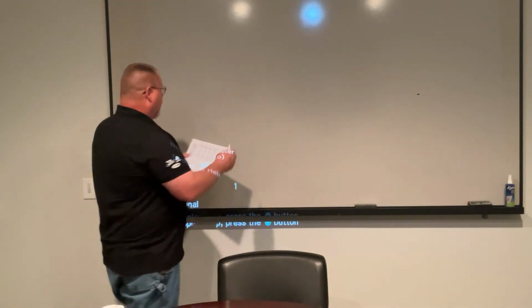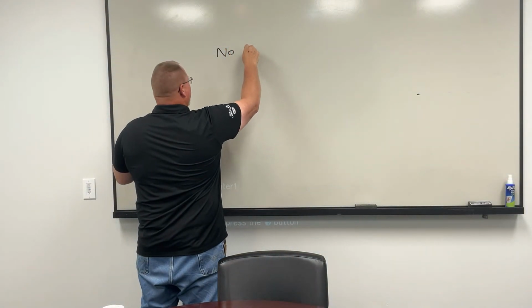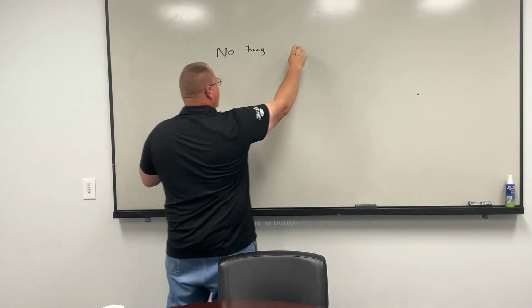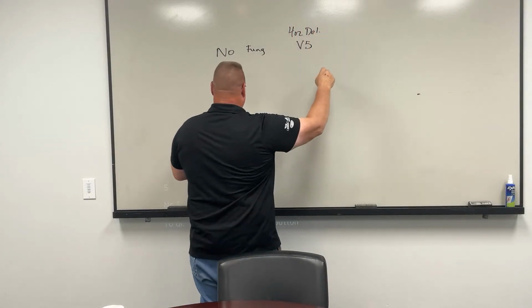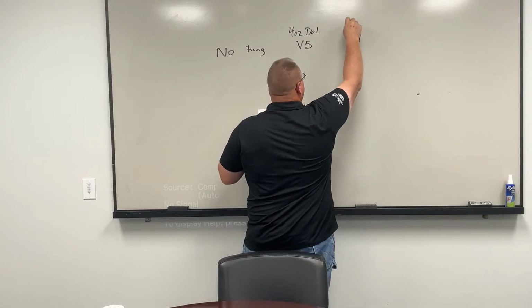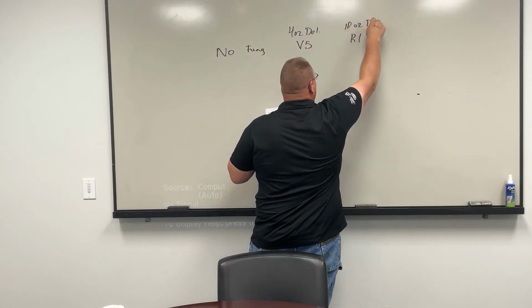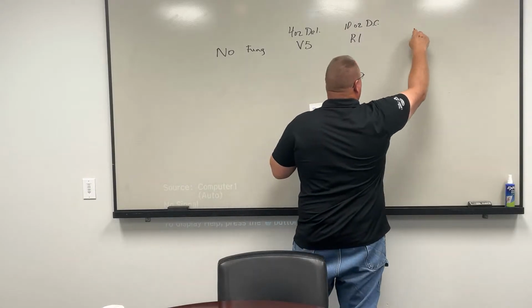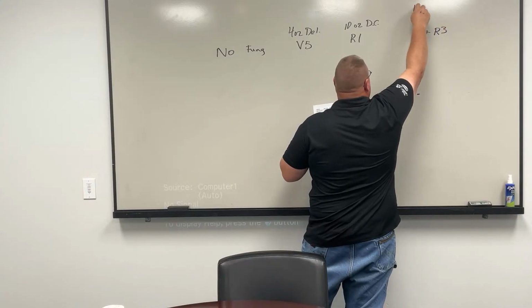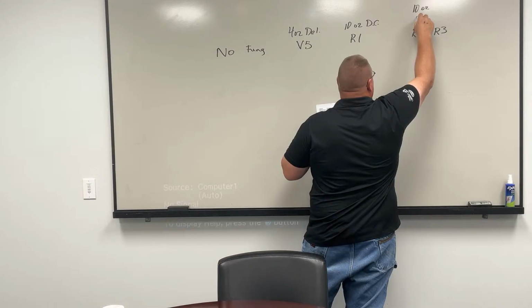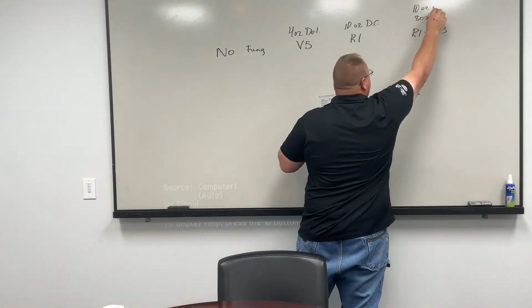Okay. So again, we're going to look at no fungicide. We're going to look at V5, and the V5 was 4 ounces of Delaro. We're going to look at R1, which was 10 ounces of Delaro Complete. And then we're going to look at R1 plus R3, which was obviously the same 10 ounces plus an additional 8. Both Delaro Complete.